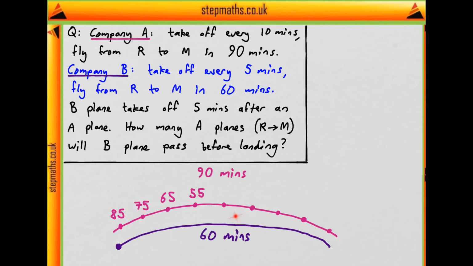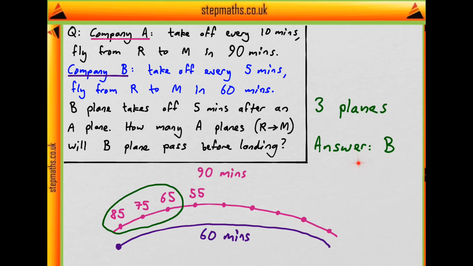And so which ones are going to be passed? Well, if this one is arriving in 55 minutes, and our B plane takes 60 minutes, then it's not going to pass. It'll be just 5 minutes ahead by the time it lands. And so it's these three planes which are going to be passed, because they're not going to arrive for at least 60 minutes. So 3 is our final answer, which corresponds to B on the question paper.